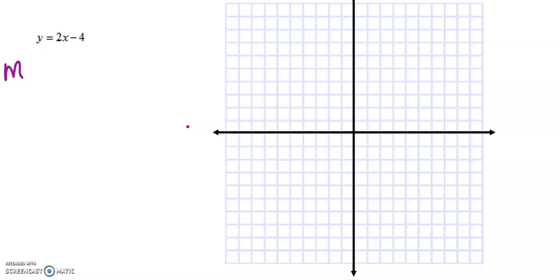Okay, slope is 2. Y-intercept is -4. I'm going to take that slope and rewrite it as a fraction. So it's rise 2 over 1. And since it's a positive, I could make both numbers positive, or I can make both numbers negative.